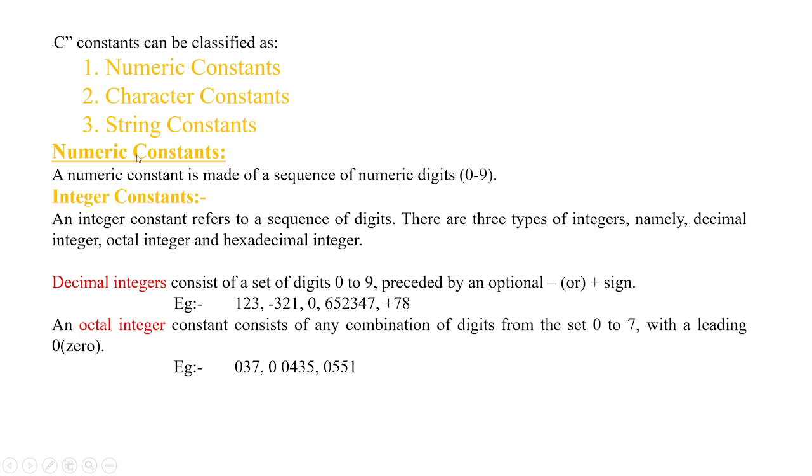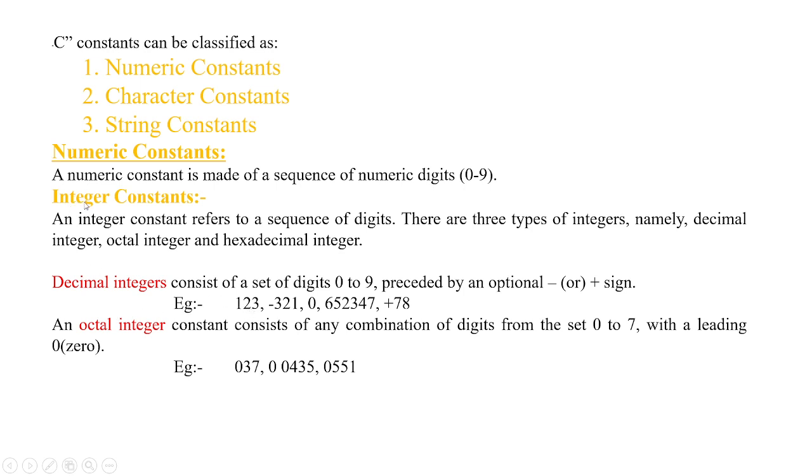A numerical constant is made of numbers 0 to 9. This represents an integer constant. That means no decimal point will be used, and you can have a plus or minus sign. These integers can also be represented in decimal notation. For example, the number is represented as 123 or minus 321 or 0 or plus 78 or 65237. These are decimal integers, that is, decimal notation.